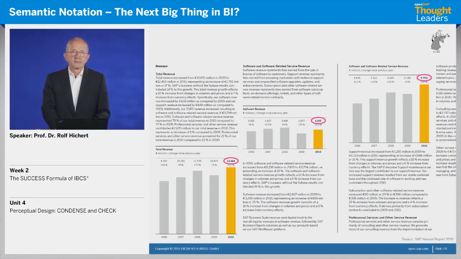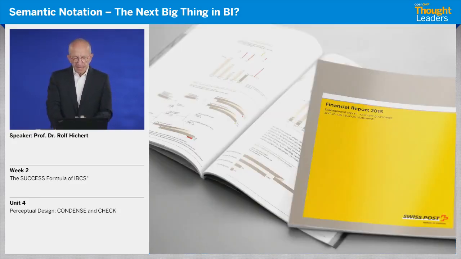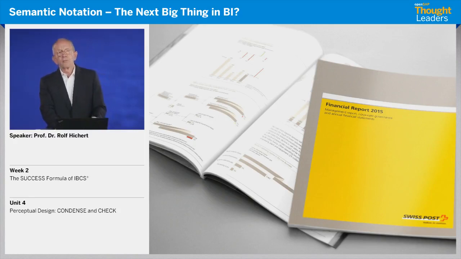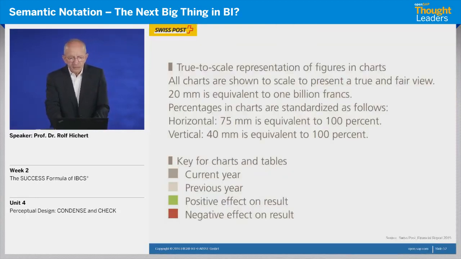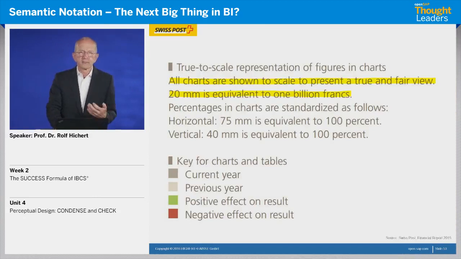But there are some companies and some large organizations already using our IBCS standards, even in their annual report. And one of them is the Swiss Post. The annual report of the Swiss Post for more than, I think now 6 years or so, are using the rules, and they're even using a scaling concept, which is very unique. It might have been the first one in the world, which says all charts are shown to scale the present and true and fair view.